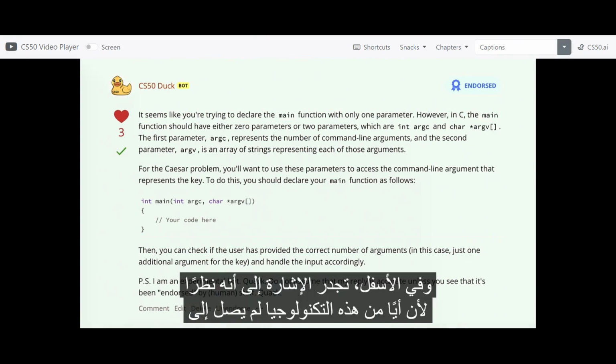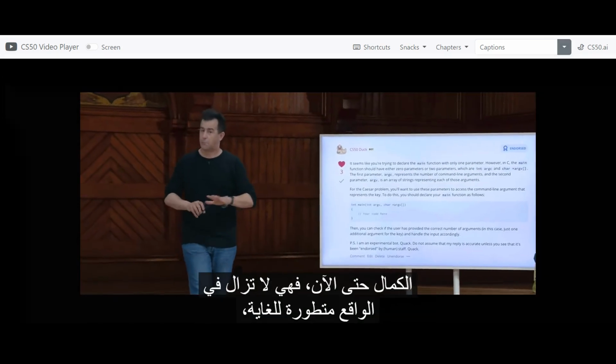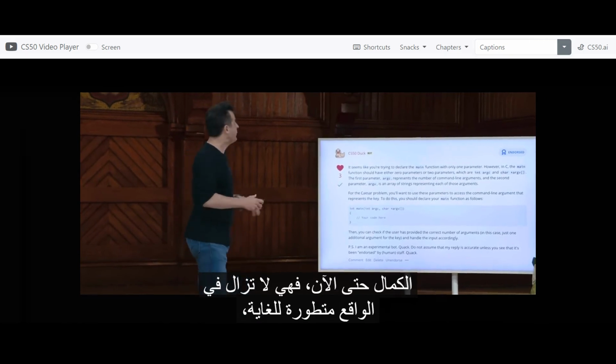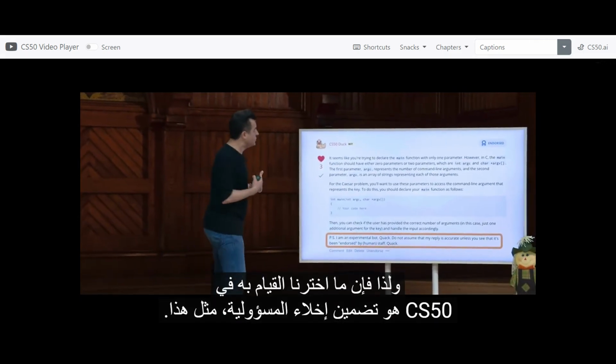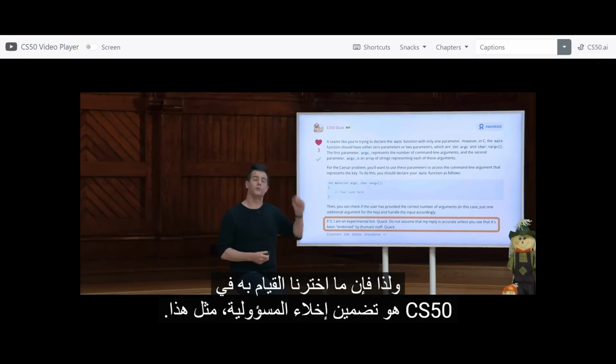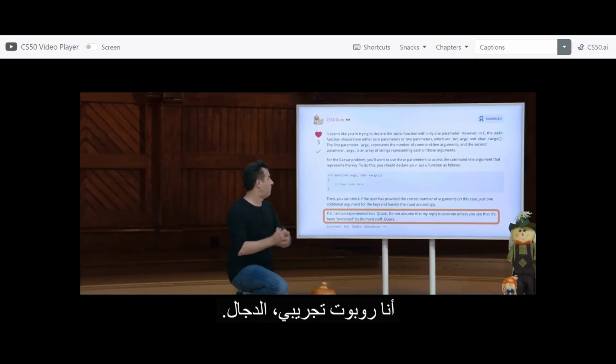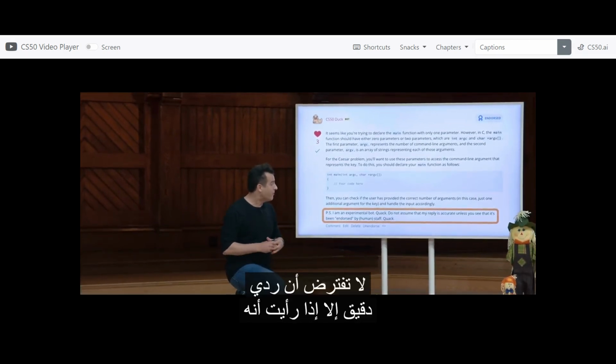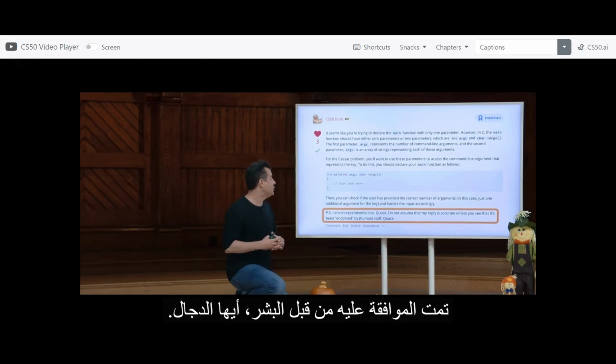And at the bottom, it's worth noting, because none of this technology is perfect just yet. It's still indeed very bleeding edge. And so what we have chosen to do within CS50 is include disclaimers like this. I am an experimental bot. Quack. Do not assume that my reply is accurate unless you see that it's been endorsed by humans, staff, quack.